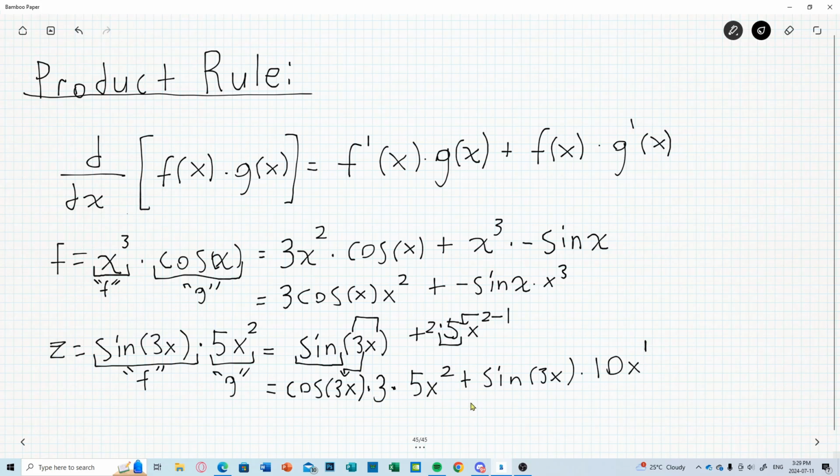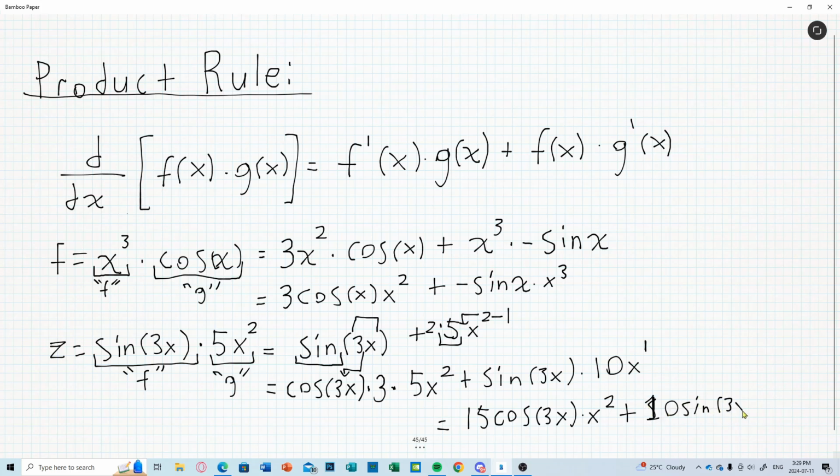To clean this up a little bit before we switch pages, this becomes 3 multiplied by 5, which is 15. So 15 cos of 3x multiplied by x squared, and then plus 10 sine of 3x multiplied by x.